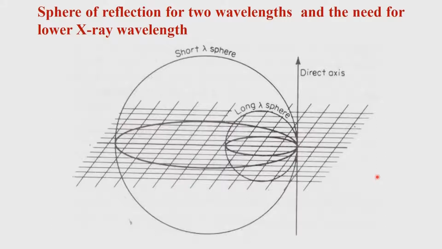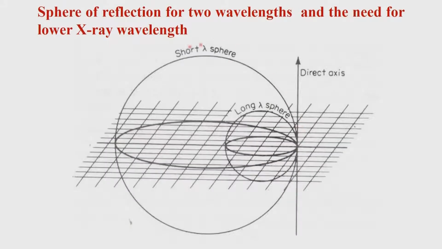Suppose we now reduce the value of lambda, then 1 over lambda will keep on increasing. So the shorter the wavelength, the more reflections in the reciprocal lattice will fall. So therefore the more reflections will fall and more reflections will satisfy the Bragg condition.